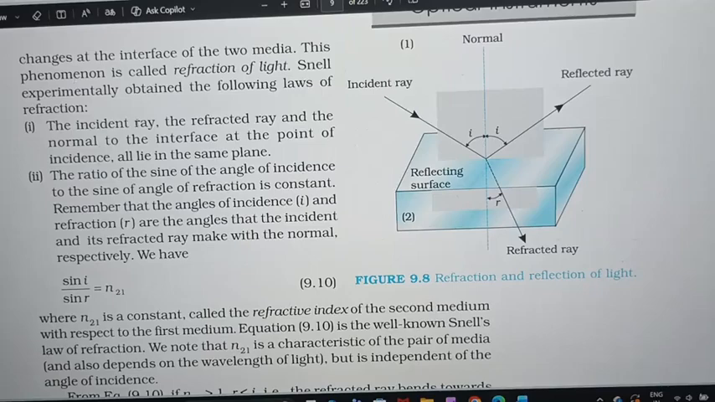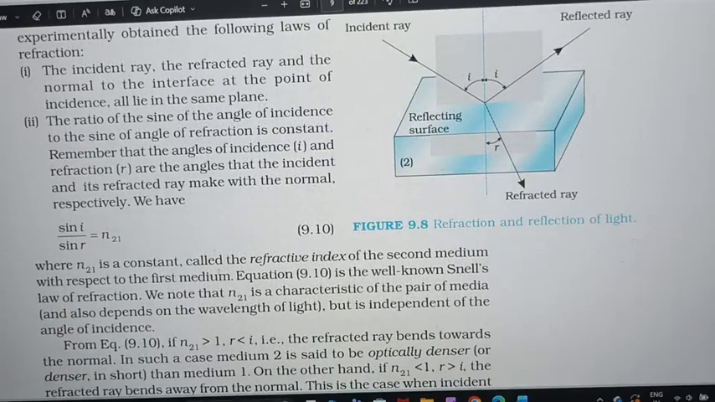So the incident ray, refracted ray, and the normal, everything is lying in the same plane. The reflected ray also, if a part of it is getting reflected back, will be in that plane. It is happening in 2D, so it won't come into the 3D plane. It won't just come out of my screen. That is what it means.